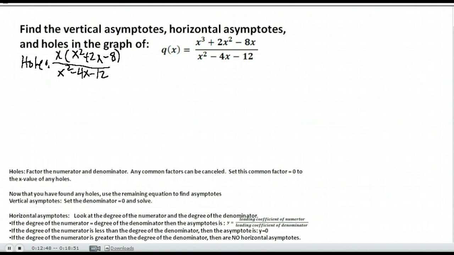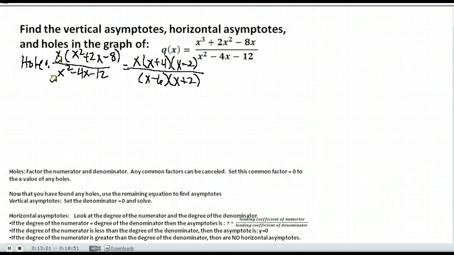So in the numerator, I have to see if x squared plus 2x minus 8 will factor again, and it does. Factors of negative 8 that add to equal 2 are x plus 4 and x minus 2. In the denominator, I need factors of negative 12 that add to equal negative 4, and that would be a negative 6 and a positive 2.